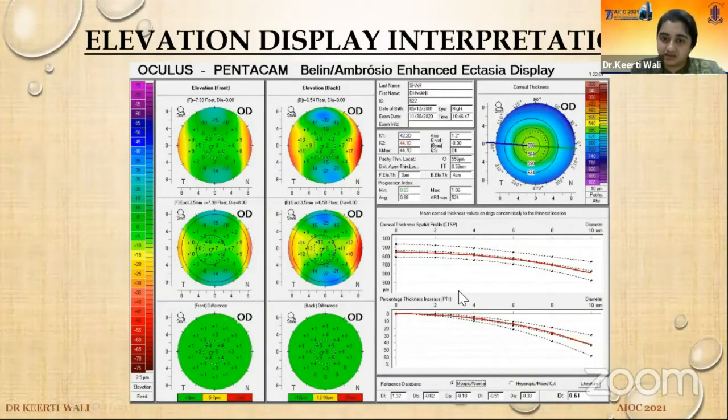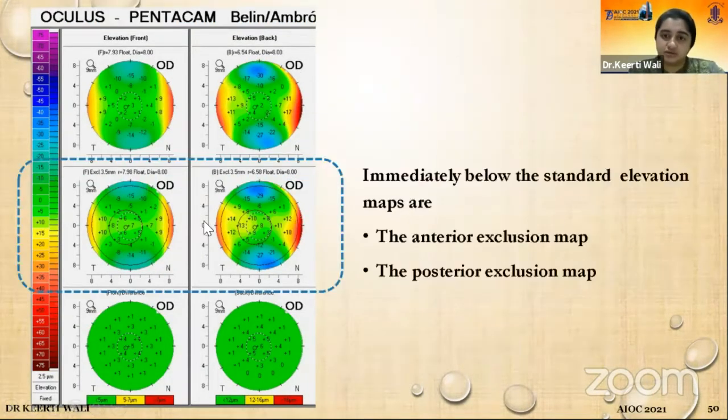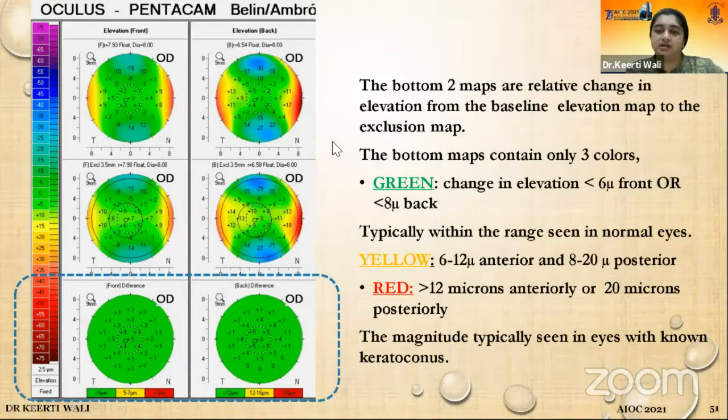It has so many components, the maps on the left side and the corneal thickness graphs on the right side. Okay. The first zone shows the two elevation maps, the front surface and the back surface, using the standard best fit sphere. And in the second zone, you can see it has given the anterior exclusion map and the posterior exclusion map.